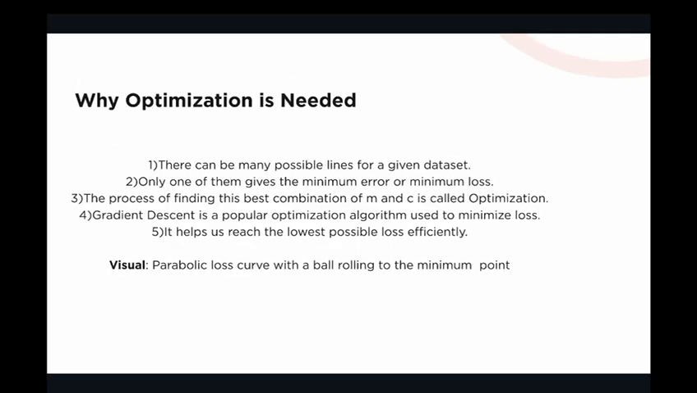So now our next question is why optimization is needed. There are many possible lines we can draw on a dataset, but only one line gives minimum error. Optimization means finding the m and c values that make the loss lowest. The most popular optimization technique used is gradient descent, which helps us efficiently reach the lowest possible loss value. Without optimization, the model will not learn properly.